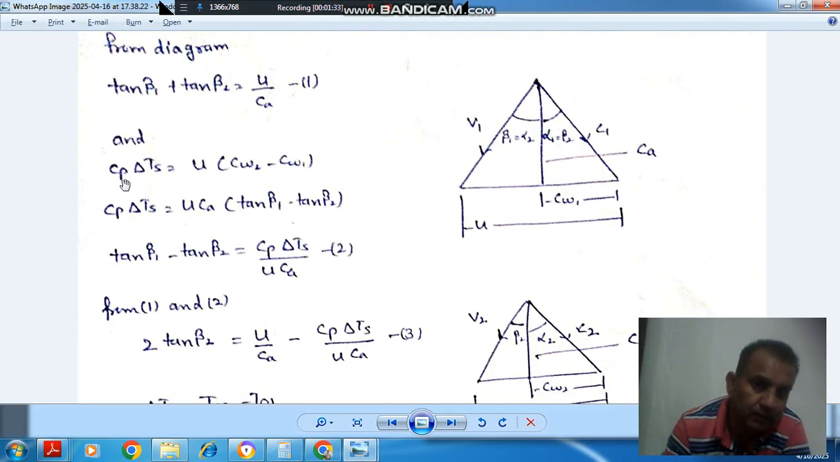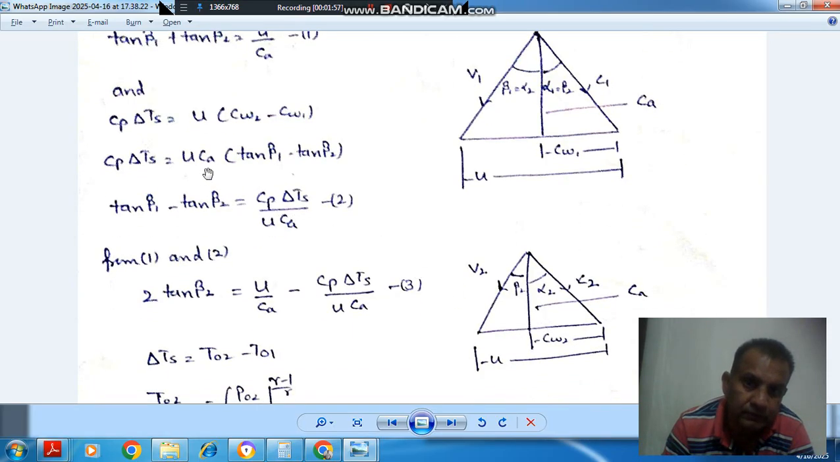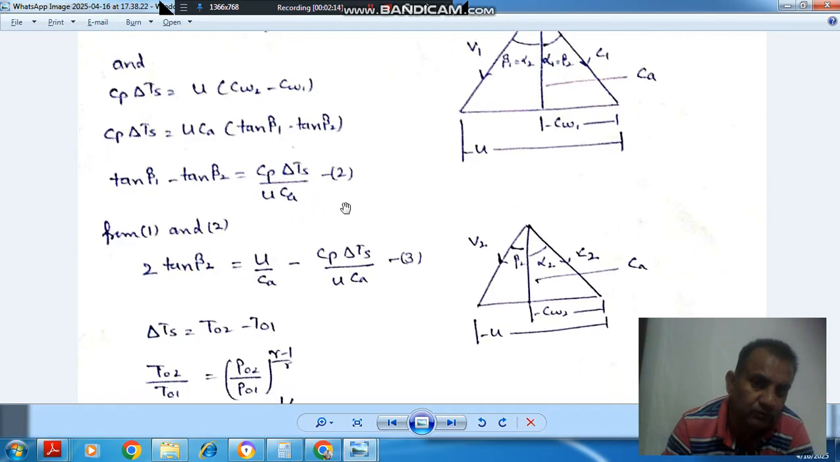By energy balance, the work done in terms of temperature, Cp into delta Ts, the stagnation temperature rise, is equal to the work in terms of velocity, U into Cw2 minus Cw1. This is inlet, this is outlet. So Cw2 can be written as Ca tangent alpha 2, and tangent alpha 2 is equal to tangent beta 1, and Cw1 can be written as Ca tangent beta 2. From this we have tangent beta 1 minus tangent beta 2 is equal to Cp delta Ts divided by U Ca. This is equation number 2.